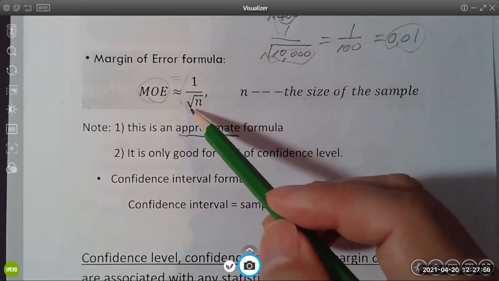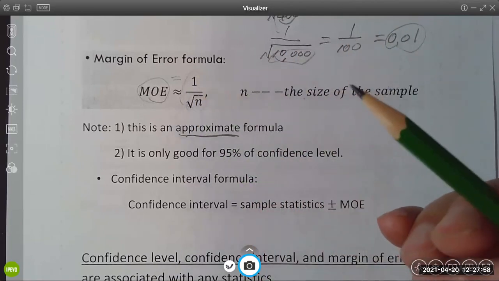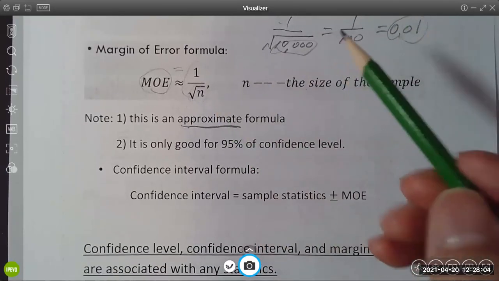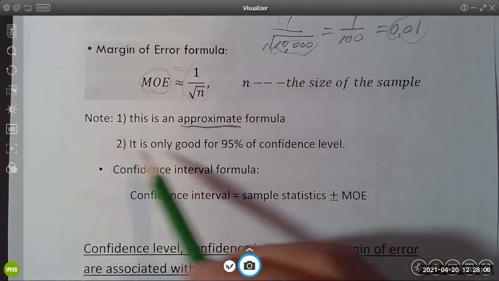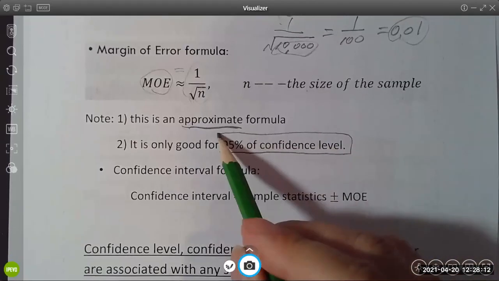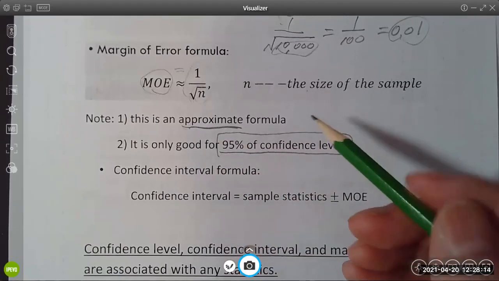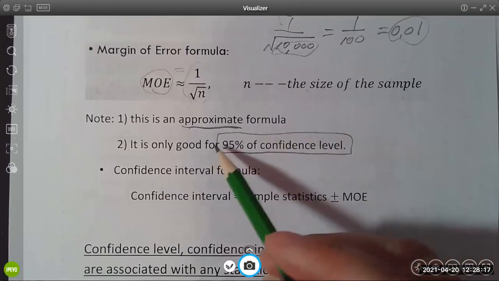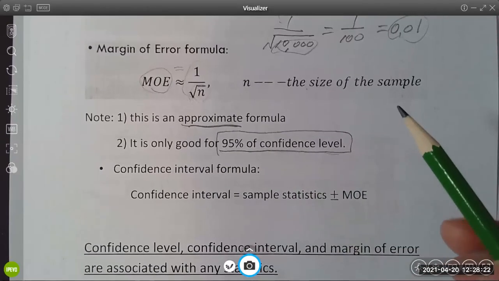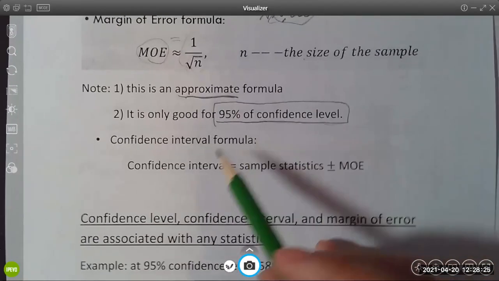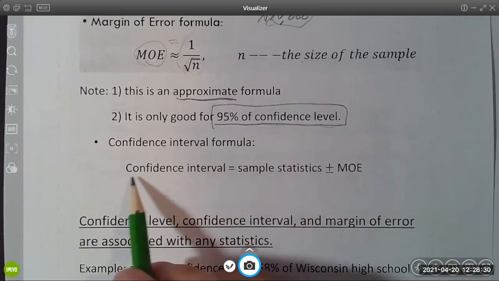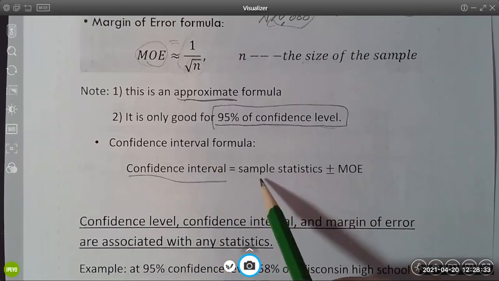Again, this is a simplified version of the formula in any college textbook, and you use this one to do all of your calculation. Another thing you need to know is that this formula is only good for a 95% confidence interval, or confidence level. Later on, you will understand what a confidence level is in a natural way. Okay, after that, we are ready to look at the formula to calculate a confidence interval, which is calculated using the sample statistic.